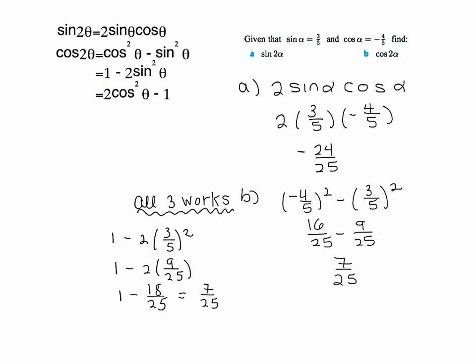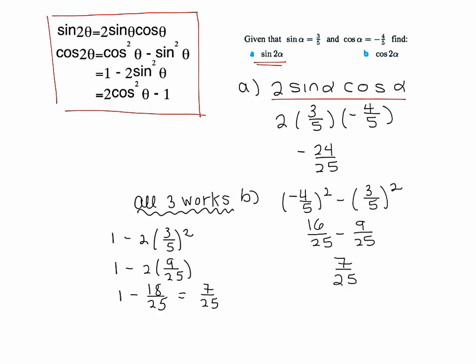So here I wrote down the formulas that was provided on the first slide. Given that sine of an angle is equal to 3/5 and cosine of angle is negative 4/5, find sine of 2 alpha. Well, sine of 2 alpha is equal to 2 sine of alpha cosine of alpha. Sine of alpha is given, cosine of alpha is given, so simply plug it in and then simplify. You should get negative 24 over 25.